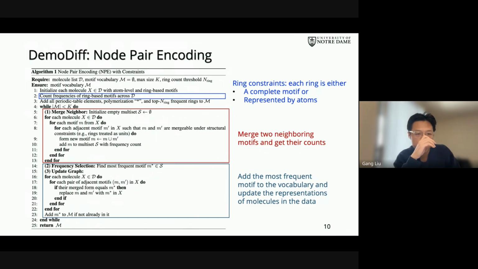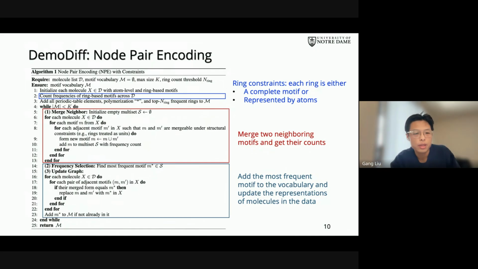So here, to initialize the vocabulary, we first add all the elements in the periodic table. Also, for polymer materials, we add the polymerization wildcard symbol to the vocabulary. We also add the top n frequent rings to the vocabulary. Then we can initialize the process by repeating the merging neighbor, frequency selection, and update graph.